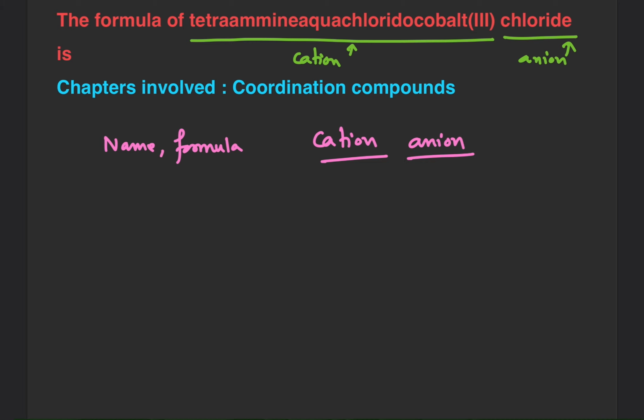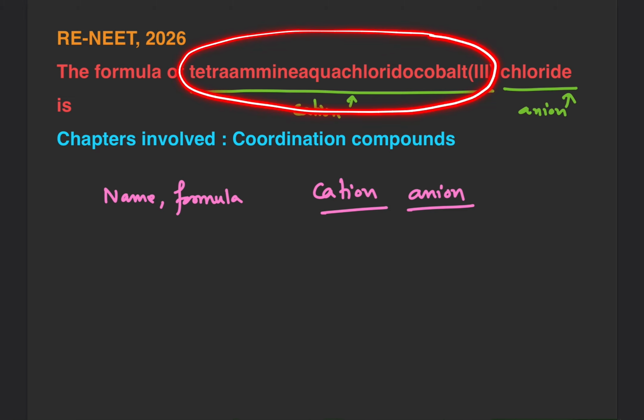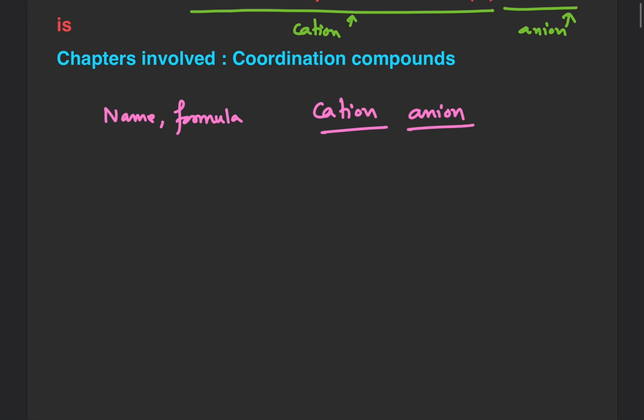Okay, so clearly here the cation is the coordination entity. The coordination entity involves the central atom, that is cobalt 3, and the ligands, that is these guys, amine, aqua, chlorido, attached to it. The formula of the entire coordination entity is written in square brackets, and here the anion is the counter ion, which is written outside the bracket. So this is the counter ion. Okay, so I will write down that point.